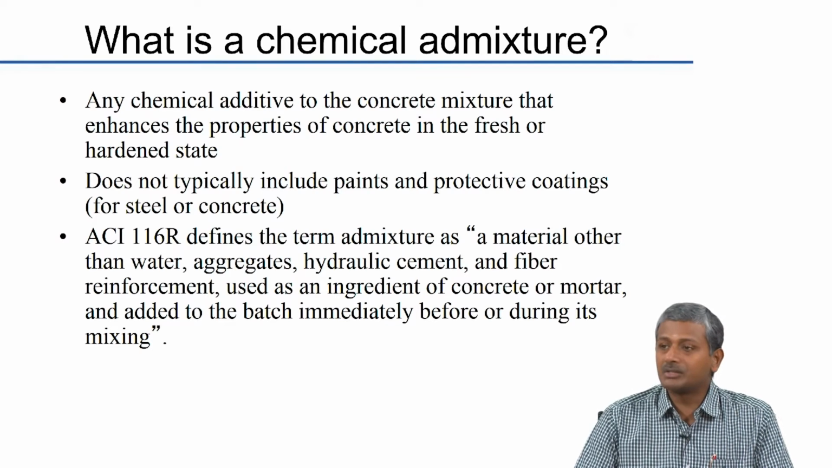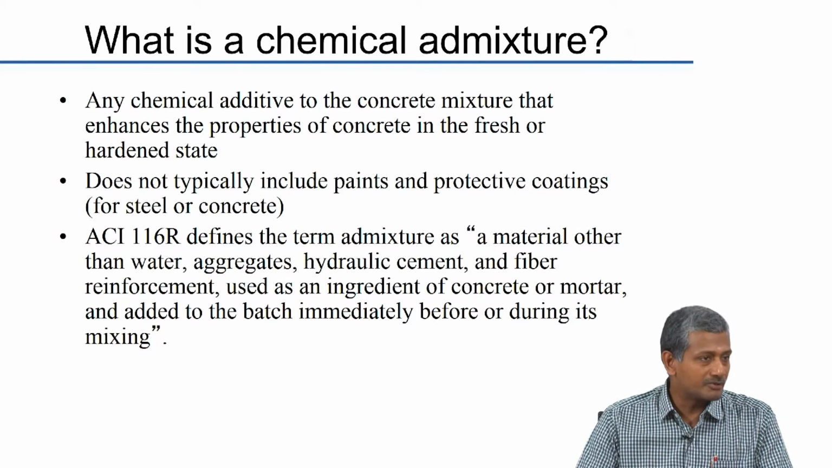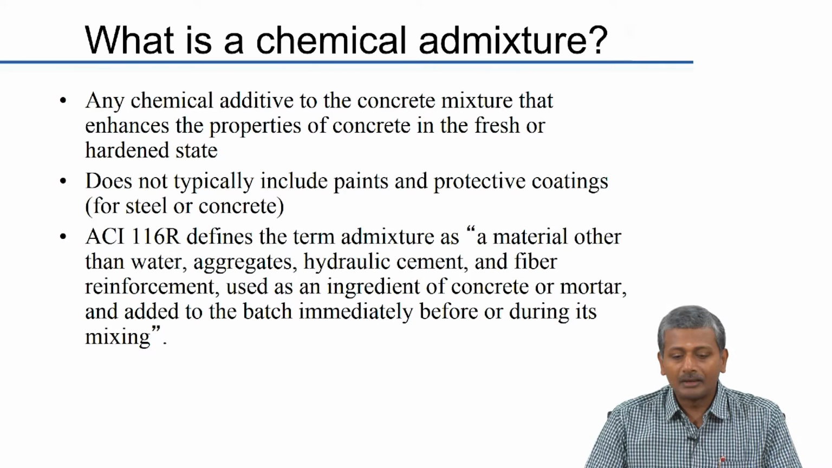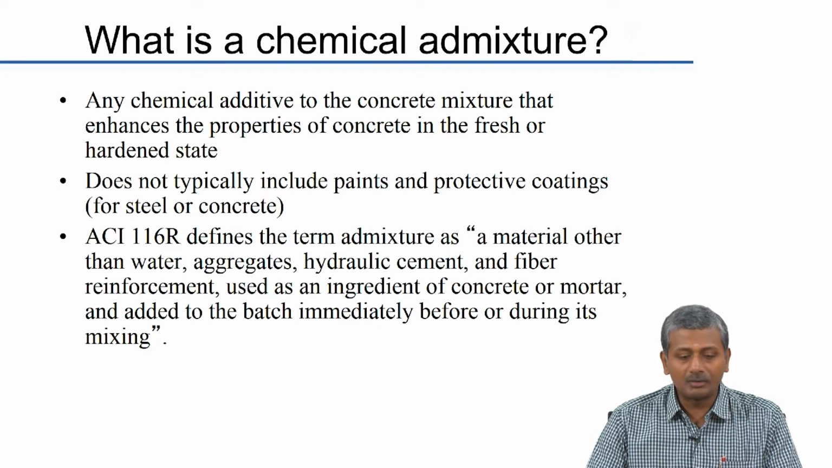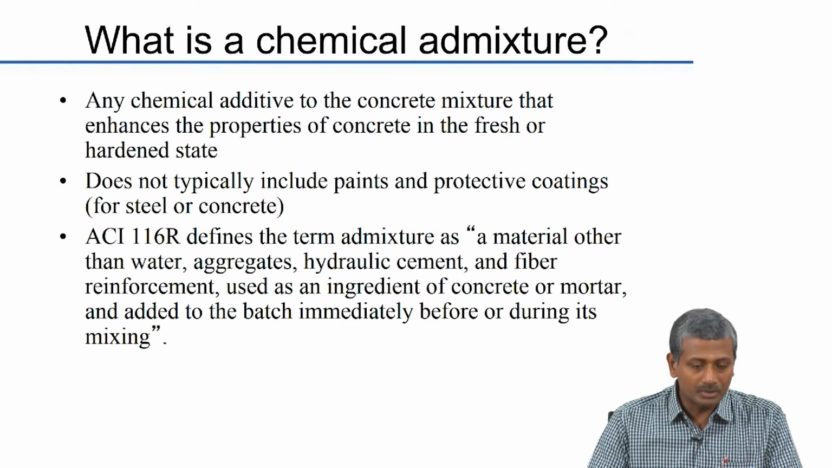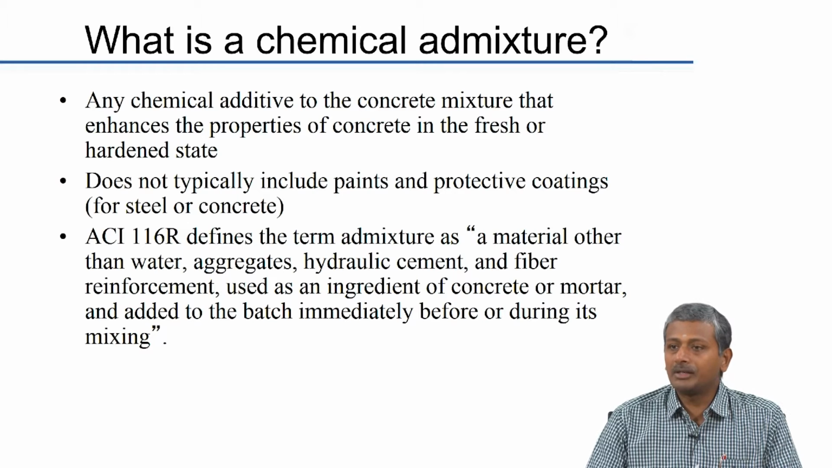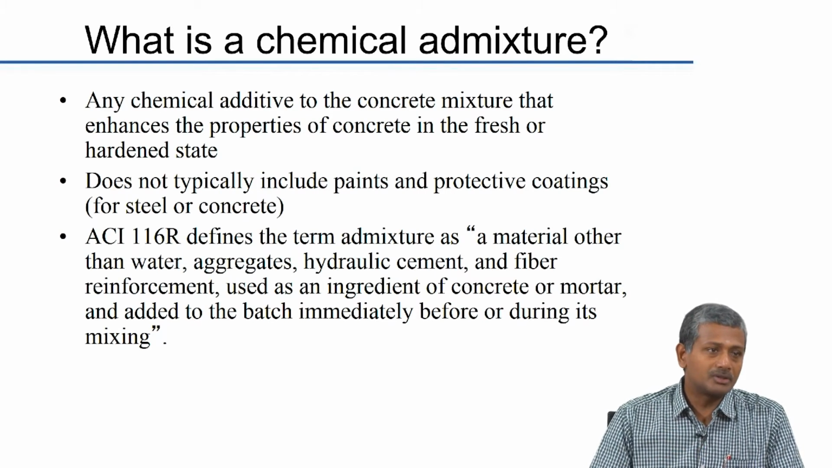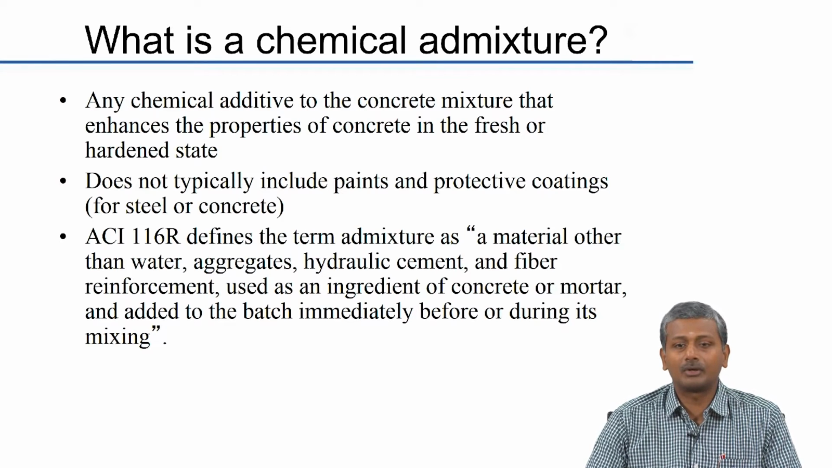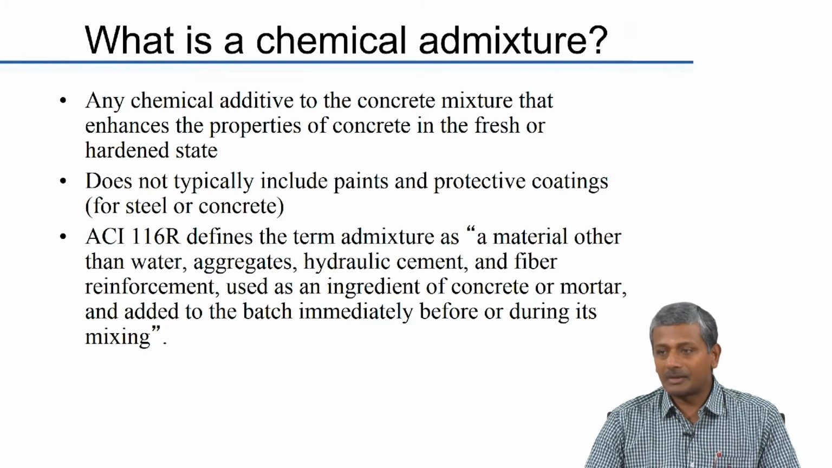If you look at the official ACI, American Concrete Institute, definition from Committee 116R, it says the term admixture is a material other than water, aggregates, hydraulic cement and fiber reinforcement which is used as an ingredient of concrete or mortar and added to the batch immediately before or during its mixing. Okay. So either you add it before the mixing or during the mixing process of the concrete or mortar, and that is called an admixture.